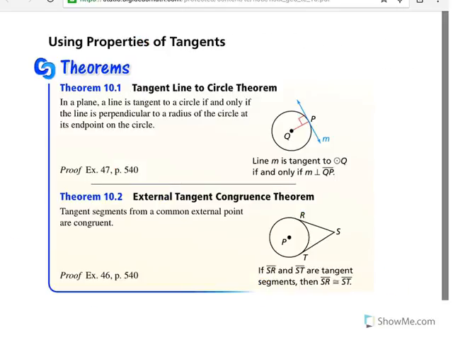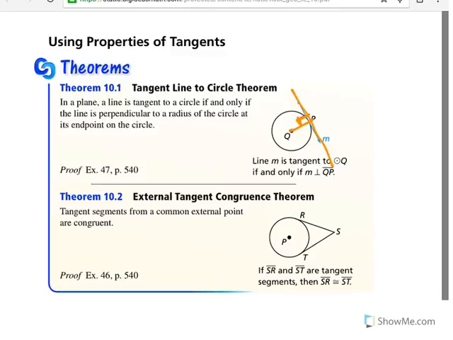Alright, new theorems. It says in a plane, a line is tangent to a circle if and only if the line is perpendicular to the radius of the circle at its endpoint. So if you have a tangent line, that means the radius is always going to be perpendicular to it.